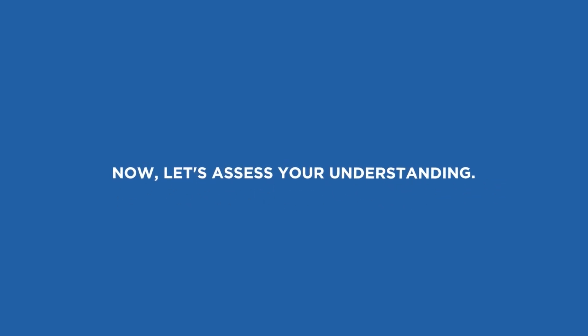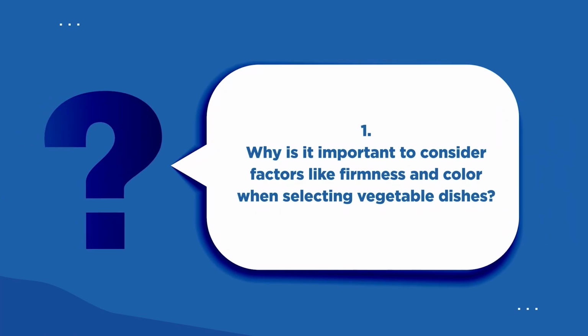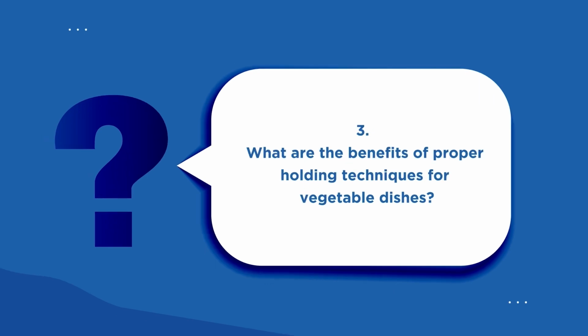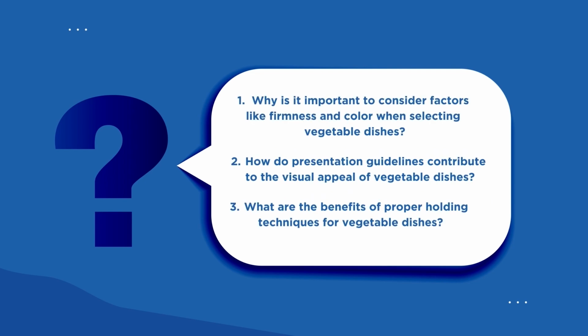Now, let's assess your understanding. Why is it important to consider factors like firmness and color when selecting vegetable dishes? How do presentation guidelines contribute to the visual appeal of vegetable dishes? What are the benefits of proper holding techniques for vegetable dishes? Reflect on these questions to reinforce your learning.